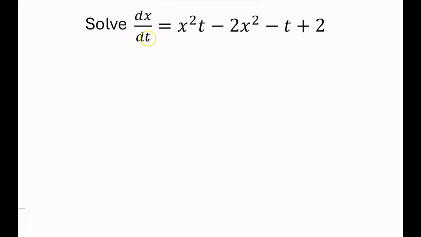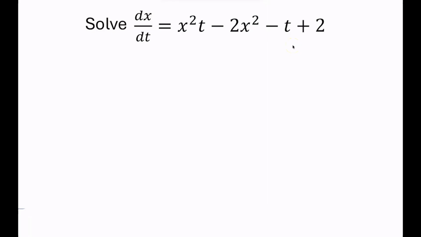Here, let's solve dx/dt equals x squared t minus 2x squared minus t plus 2. So here our derivative is dx/dt instead of dy/dx, which is fine. t is now the independent variable. x is the dependent variable. That's what we are solving for, a function x that satisfies this differential equation.